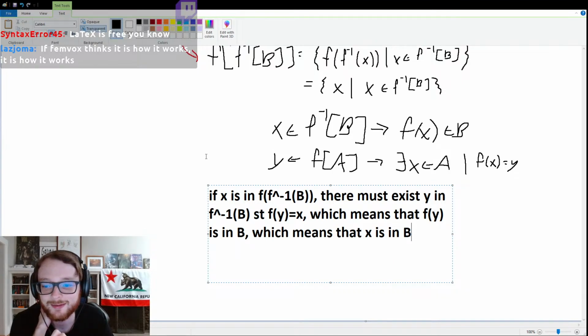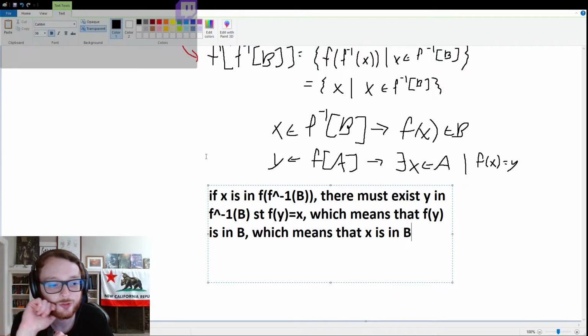If x is in f of f inverse of B, there must exist a y in f inverse B such that f of y equals x. Means that f of y is in B, which means that x is in B. But we need to show it's specifically a proper subset. That's the part that's tripping me up.